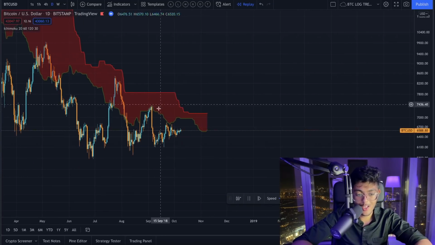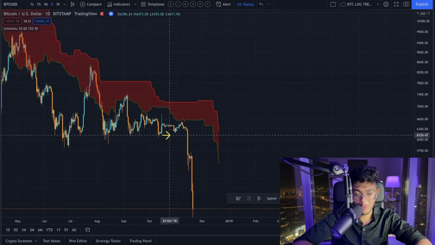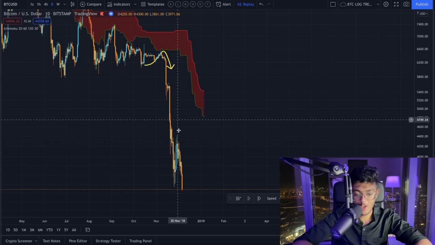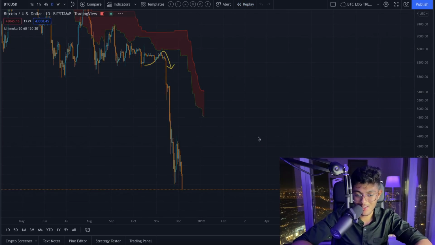We challenge it again right here, and we couldn't break it. I mean, this is just a perfect example of how it ends up working. And then eventually we get the big crash down to the $3,000 range where everyone is feeling absolutely terrible about themselves, and the market is very, very fun to trade in. Now, here's where this gets exciting, right?